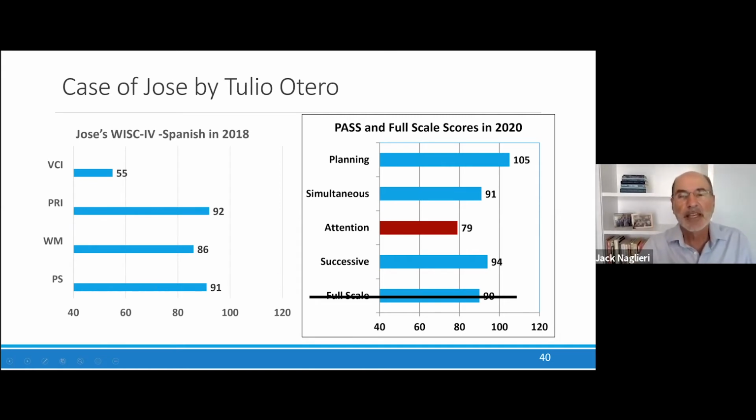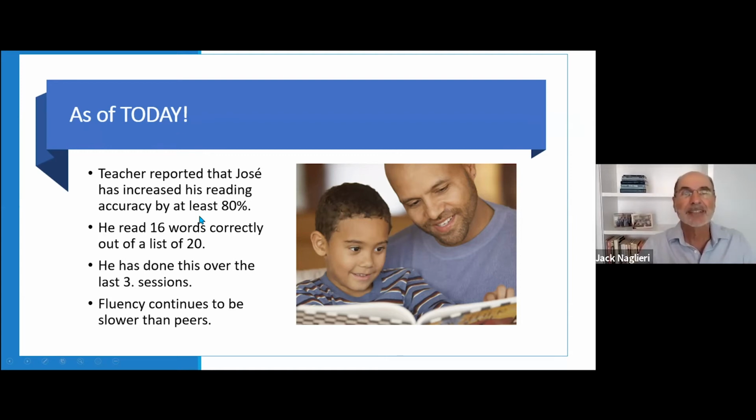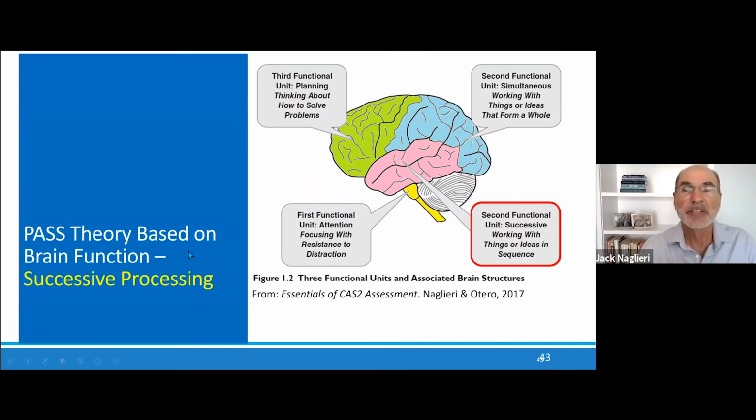So what did Tulio do? He did a simple intervention. He went to my Helping Children Learn book. He pulled out this little graphic, and he helped the teacher understand the value of teaching Jose that when he was stuck, he needed to look at the details. So they scotch taped this little image to his desk. And the day that we were talking about this, Tulio said, I just got a message from the teacher today saying that Jose increased in his reading accuracy by 80%. He's reading more words correctly than he has. A simple intervention like that, scotch taping a message, a mantra to a student who had trouble attending to his desk. Wow, it made a difference. That's a really simple intervention.